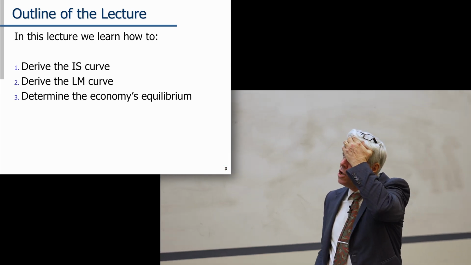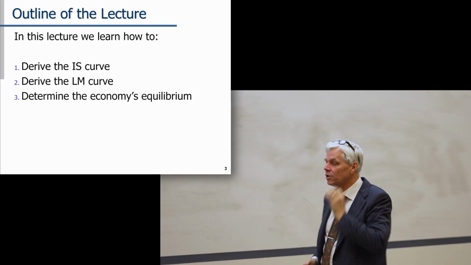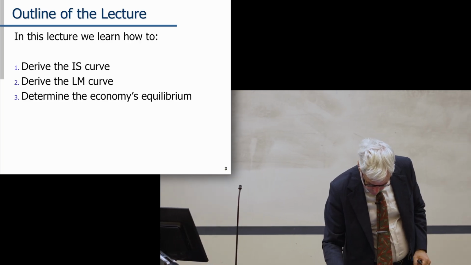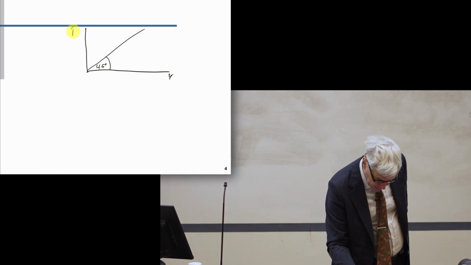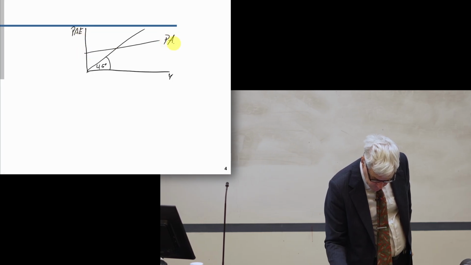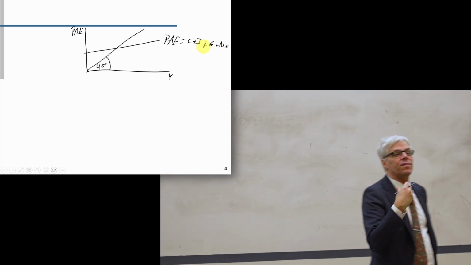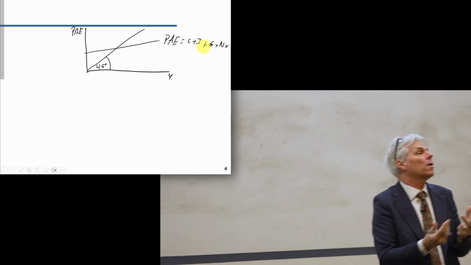Okay. So the way this is going to work is we have our two things. What we've got so far is our Keynesian cross diagram with a 45-degree line, and it's Y against planned aggregate expenditure, which is just C plus I plus G plus NX. And that's going to be our model of where, fundamentally, output comes from.